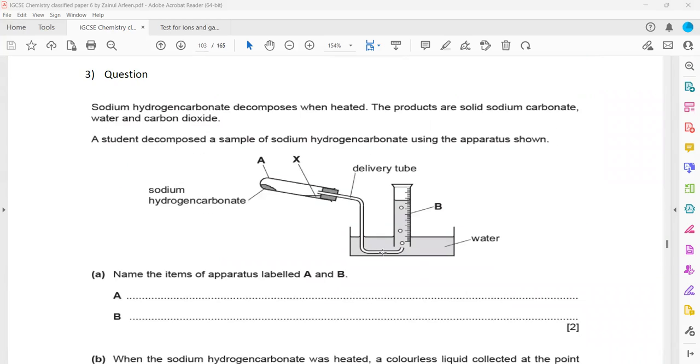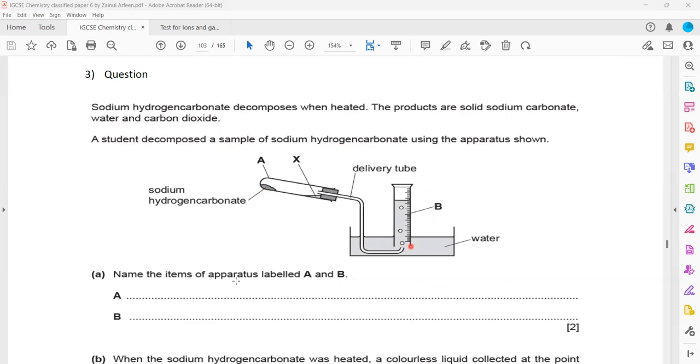In question 3, sodium hydrogen carbonate decomposed when heated. The products are solid sodium carbonate, water and carbon dioxide. A student decomposed a sample of sodium hydrogen carbonate. This is sodium hydrogen carbonate.